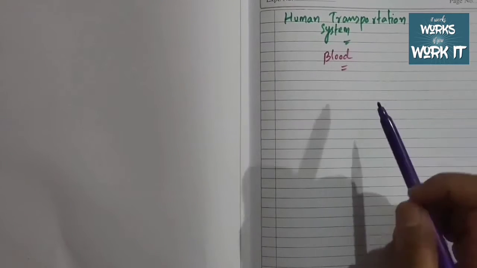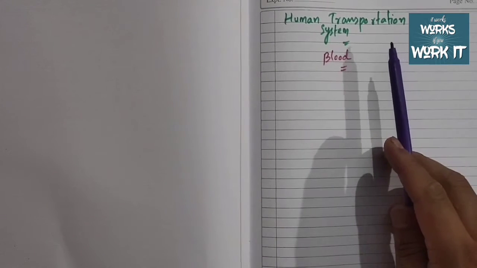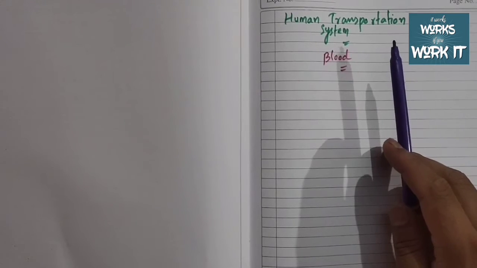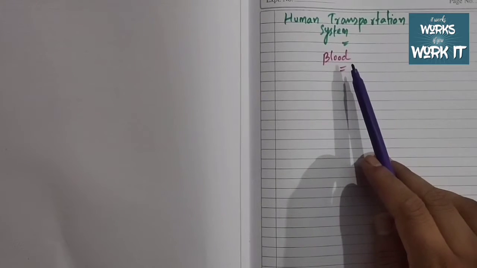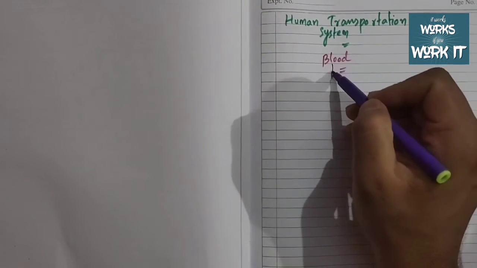In the human transportation system, blood has the main role in transporting several materials in the body. Blood is a connective tissue which connects every part of our body, and it is a fluid in nature. It has several components.